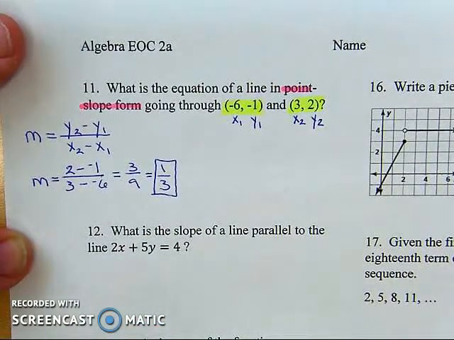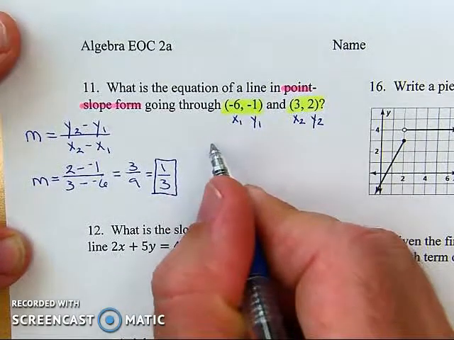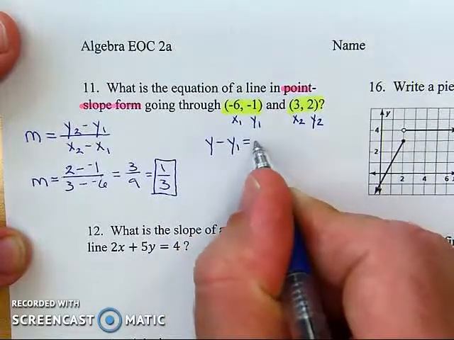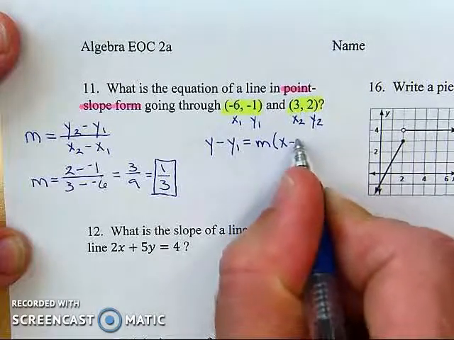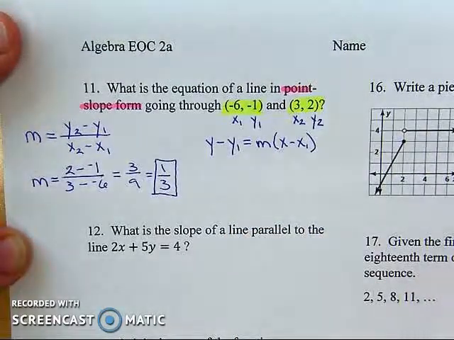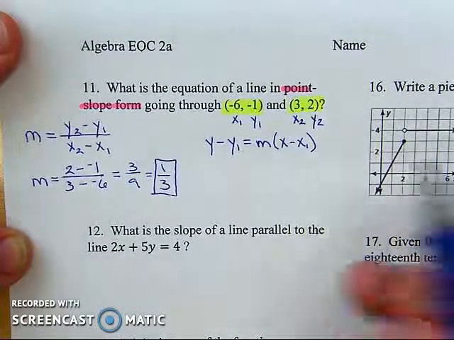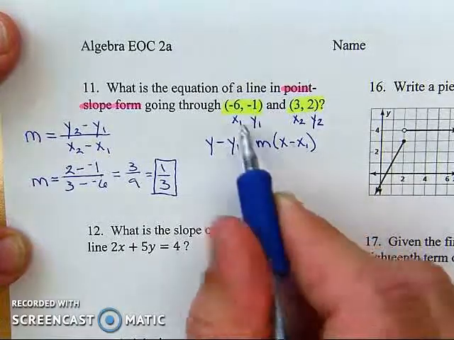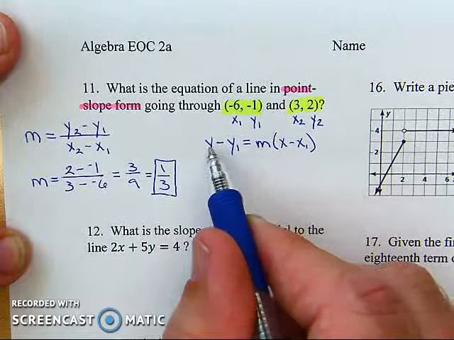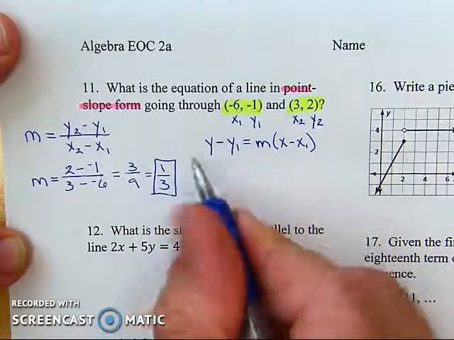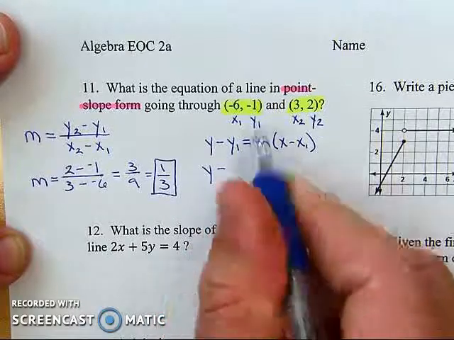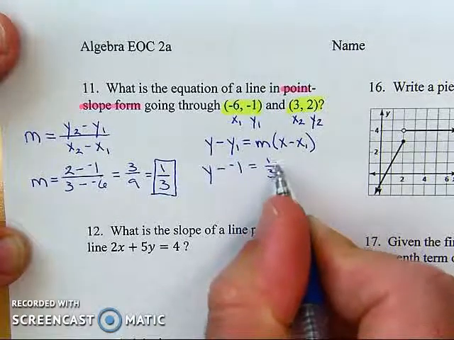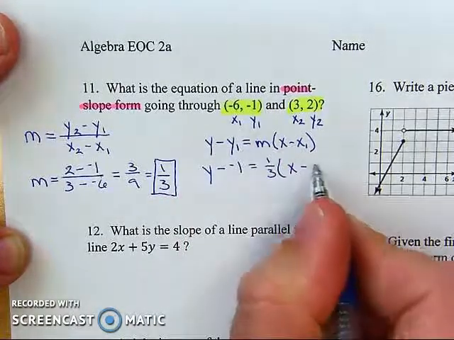Now that I have my slope, I can use the point-slope formula, which is going to look like this: y minus y sub 1 is equal to slope times x minus x sub 1. All right, so we now have everything we need. I need to put in a y sub 1, which is right here, x sub 1, which is right there, and I figured out the slope. We're not going to touch the y or the x. So we have y minus y sub 1, which was -1, equals the slope I figured out, which was 1/3, and then x minus x sub 1, which was -6.